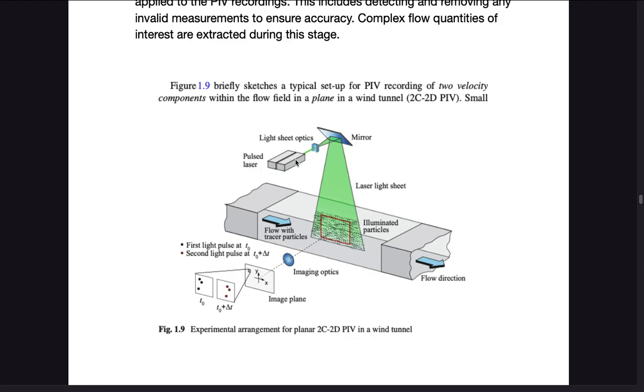Here we have a laser to excite the tracer particles, a light slit to split the light, the laser beam, and a mirror to optics. We can consider the light slit optics and the mirror together as an optics component to make a light sheet from the laser. So the laser light sheet is produced, and then it falls on our flow with tracer particles. Here is the flow direction, from here to here, with illumination in this region.